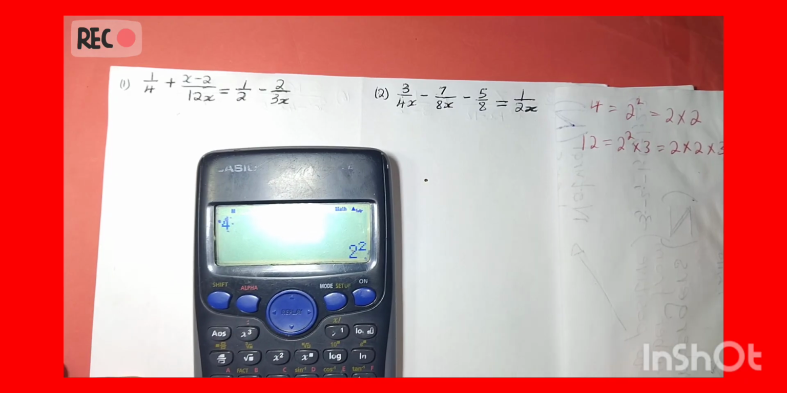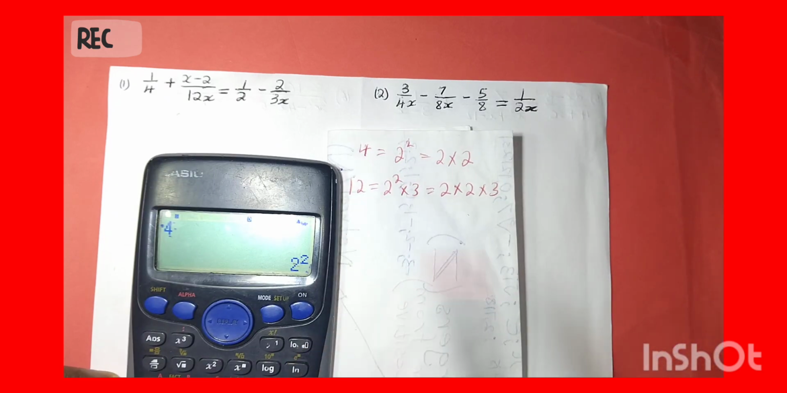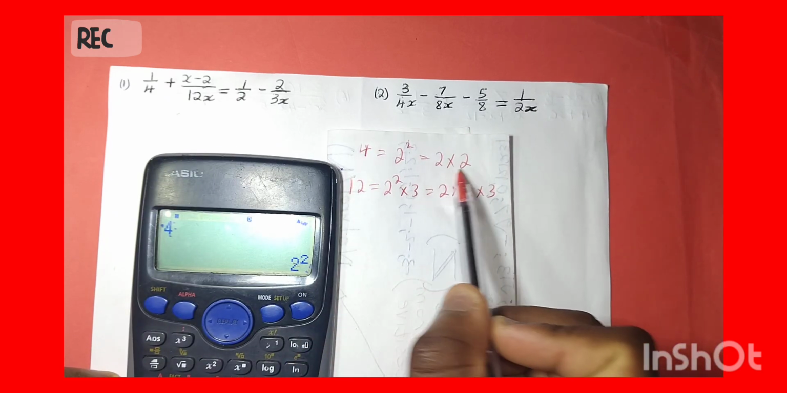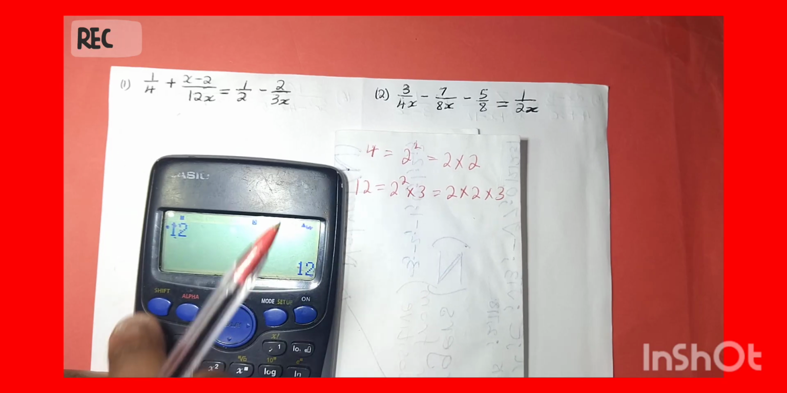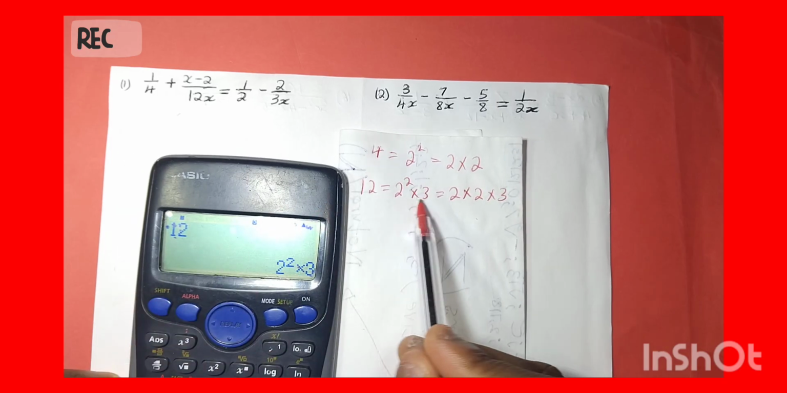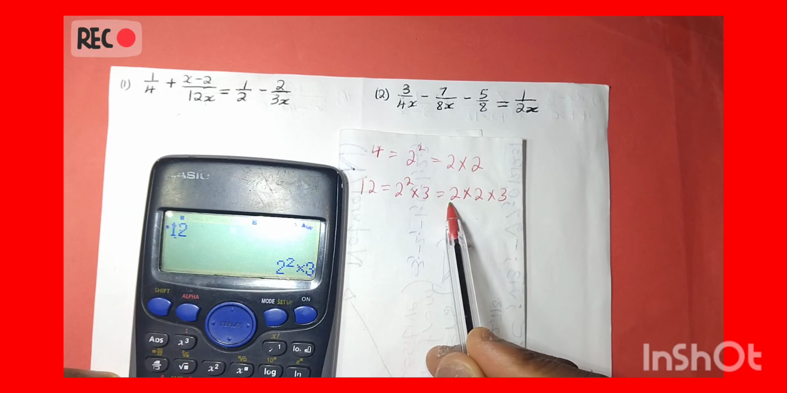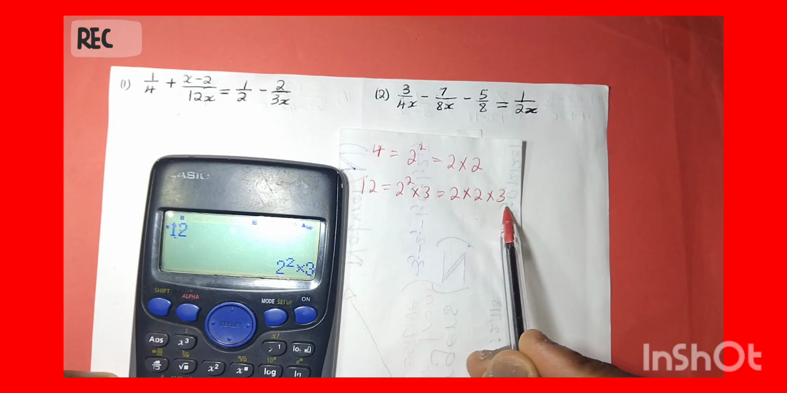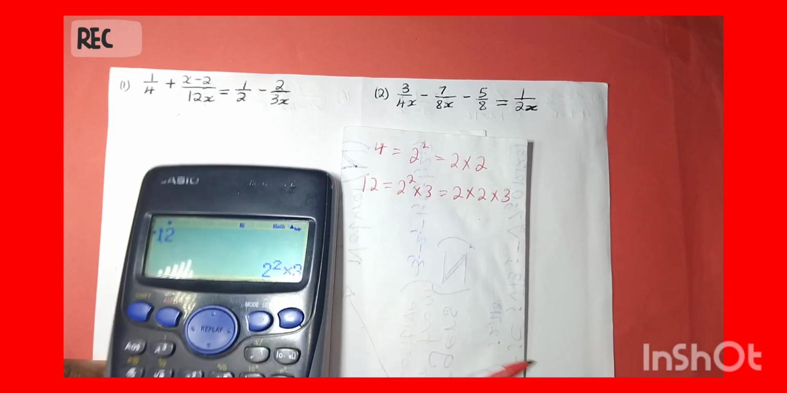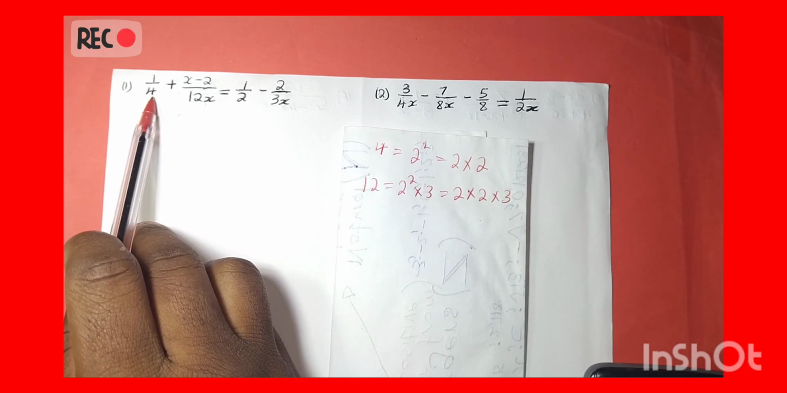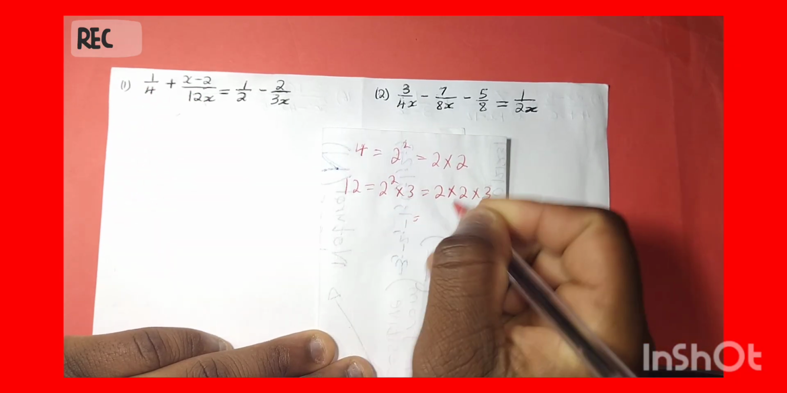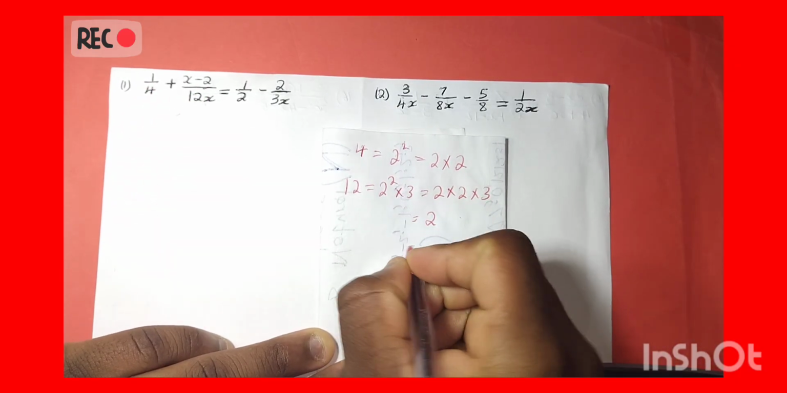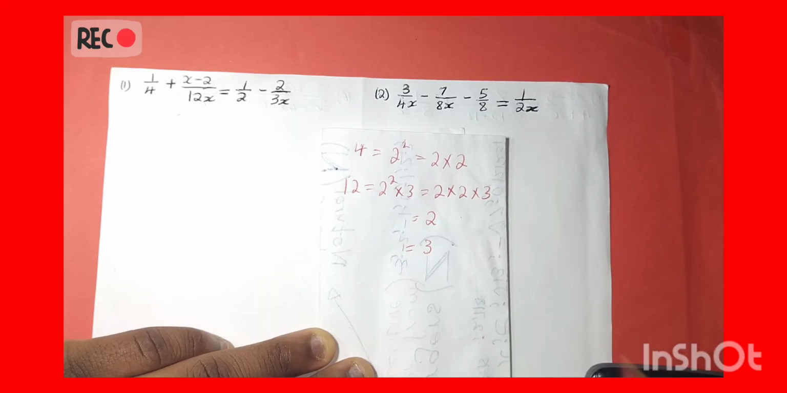Do you see what I get? What does it mean? It simply means that it's 2 times 2. Then what about 12? For 12, this is what you get: 2 times 2 times 3. So what I want you guys to take note of is that I already changed them, and I also got a denominator which is 2. At the same time I got a denominator which is 3 there.